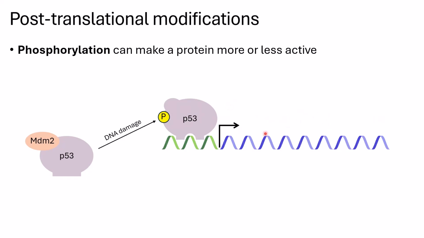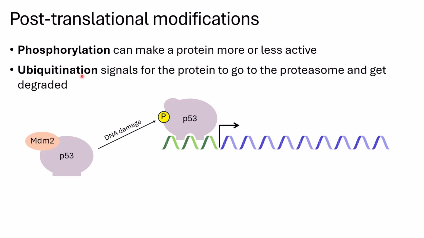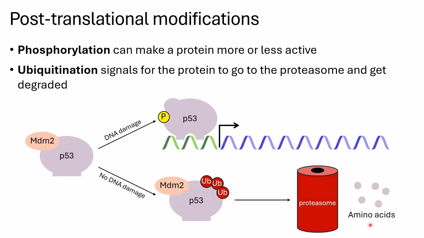Another common modification is ubiquitination. This is the addition of a ubiquitin group onto an amino acid on the protein. The ubiquitin acts as a mark that targets the protein to the proteasome, which is like a machine that shreds proteins into amino acids. MDM2 is actually a ubiquitin ligase, which is an enzyme that sticks ubiquitins onto proteins. When there is no DNA damage, MDM2 will add more ubiquitins onto p53, sending it to the proteasome.